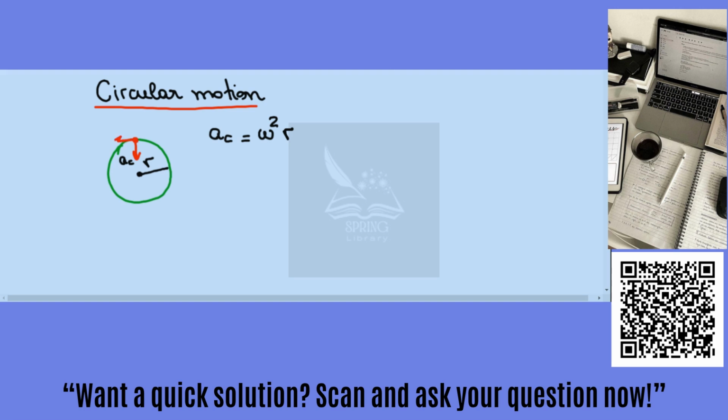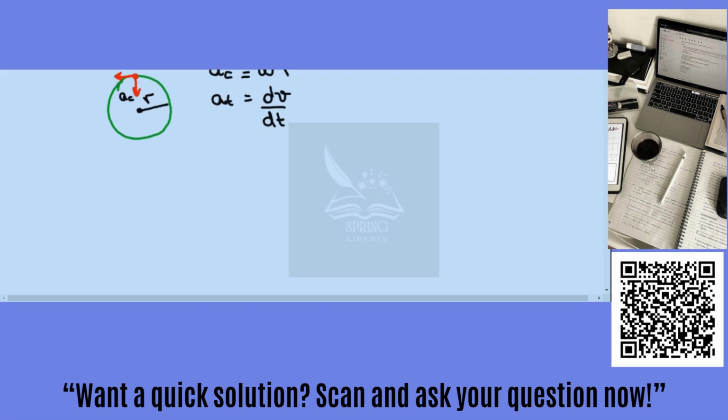And there's also the tangential acceleration that accounts for the change in speed and is equal to dv dt. In our problem, we have a student whose arms have a length of 65 centimeters, who is swinging a bucket full of water in a circular trajectory, a vertical circular trajectory.